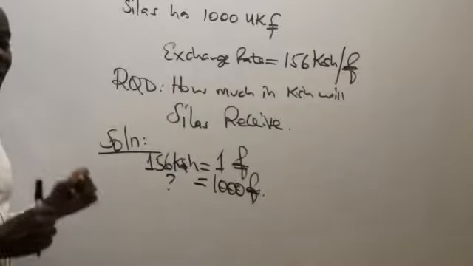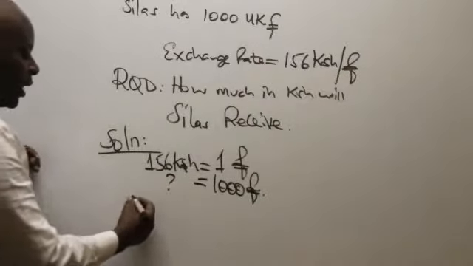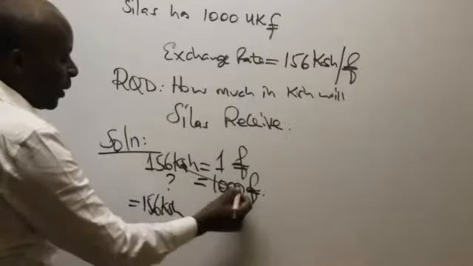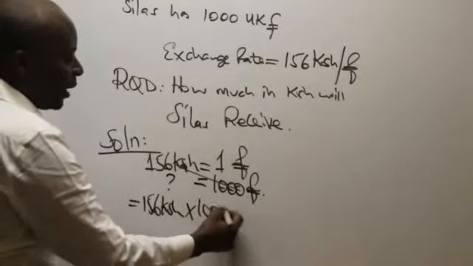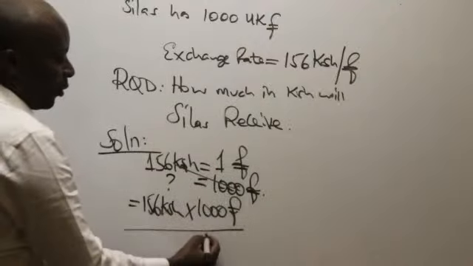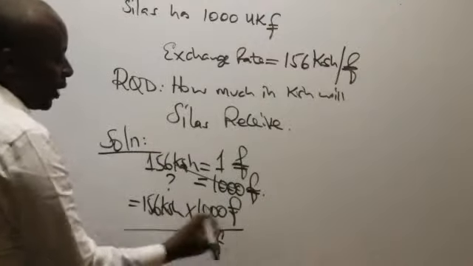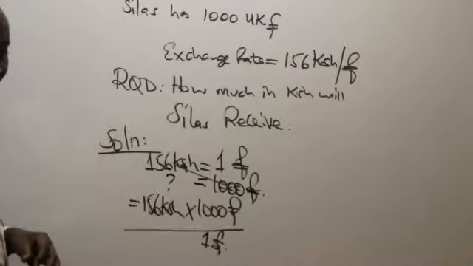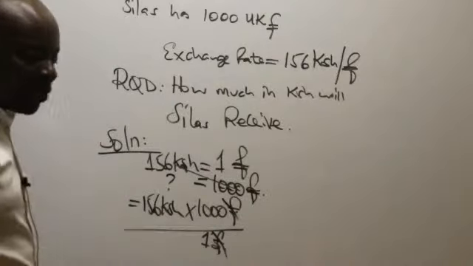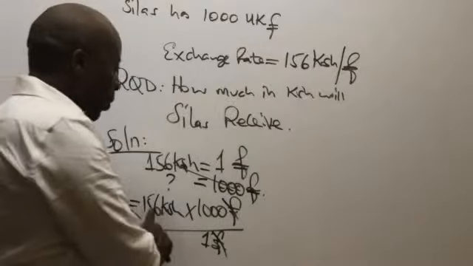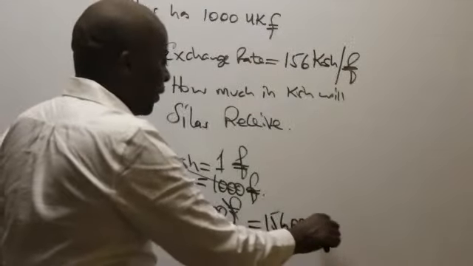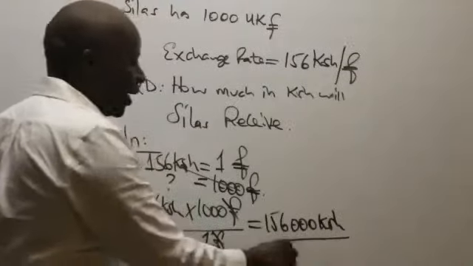So if we cross multiply, we shall be able to get this. It will be 156 Kenya shillings times 1,000 pounds, all over 1 pound. So what are we seeing about the pounds? The pounds are cancelling out. And if I multiply 156 and 1,000, I'll get 156,000 Kenya shillings.